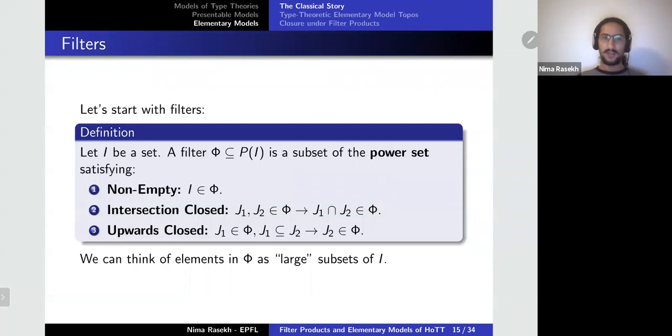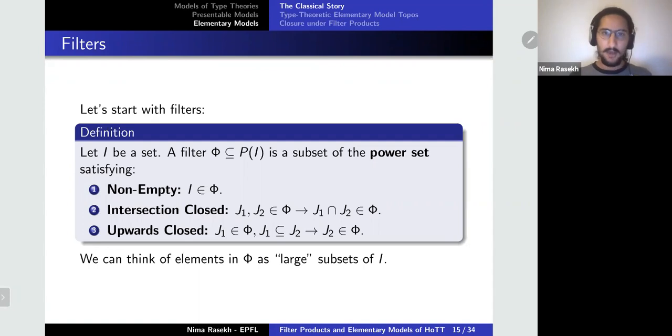So I want to do a filter product construction. And if I want to do a filter product construction, I should say what a filter is. There's a general definition of a filter, but I don't want that for this talk. I will focus on this particular case. This is a restriction, but it's the only case I care about. So what's a filter here? It's just a non-empty subset of some power set closed under intersection and upward closed. That's all.